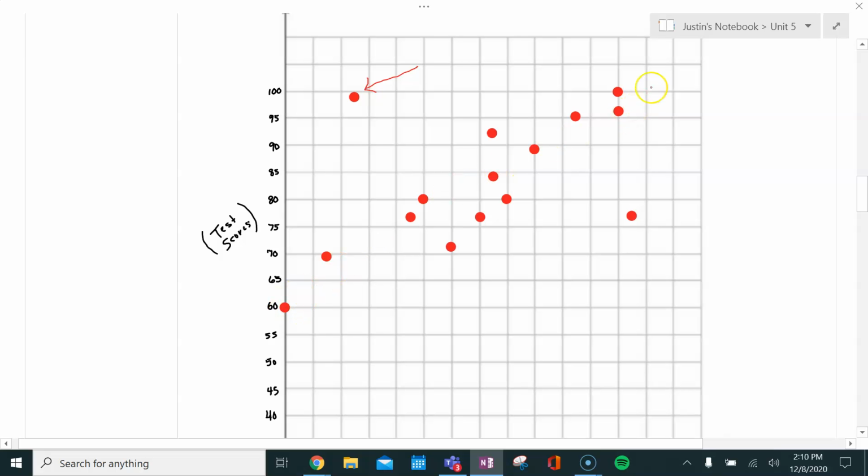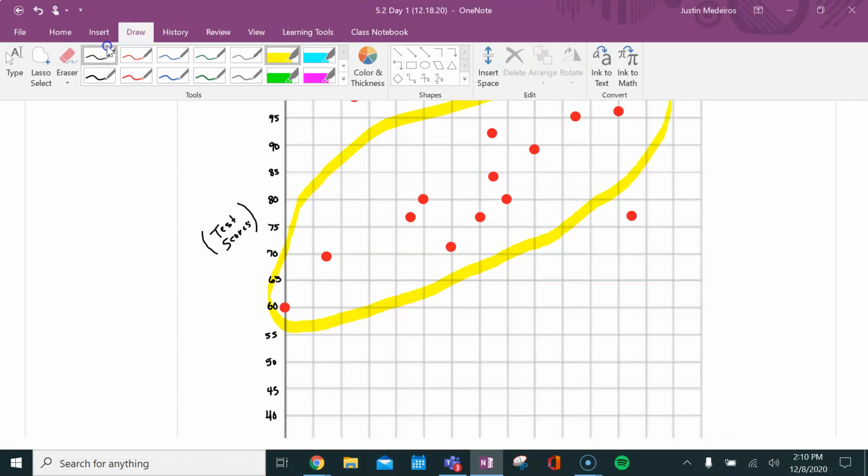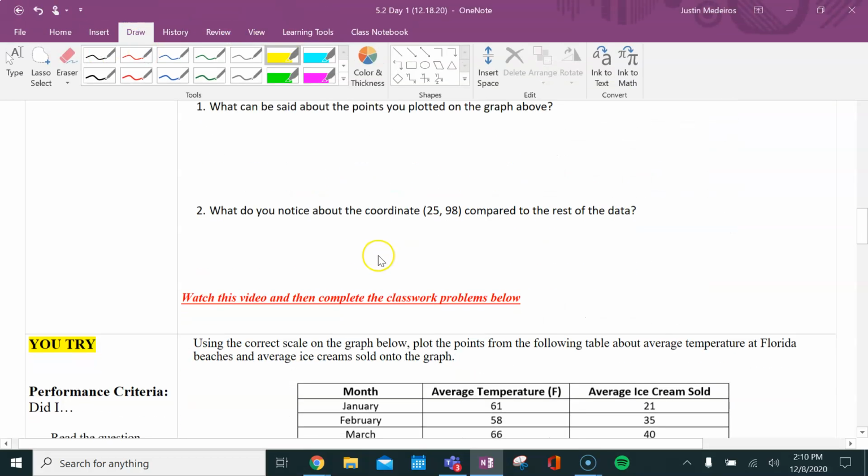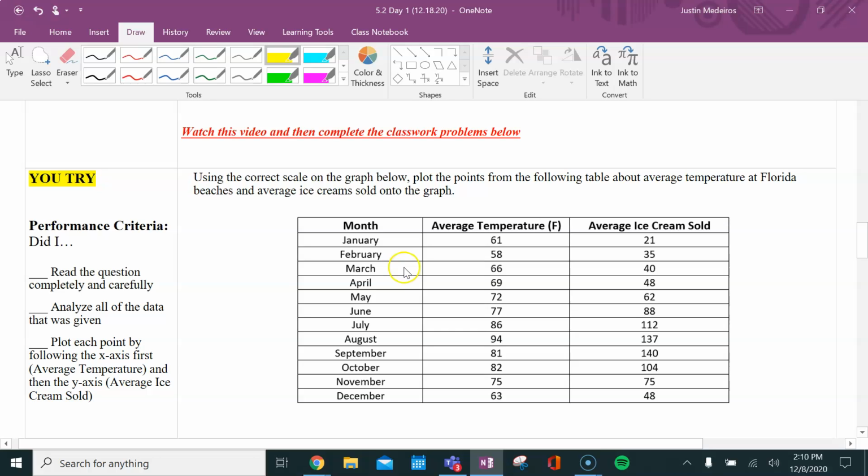Okay, so if you can notice that, we draw a circle around these points here. They're about in the same vicinity, right? Compared to this dot here that's way on the outside. So this is what we call an outlier. Alright, so what you're going to be doing right now is you want to work on the next part, which is your classwork for today.